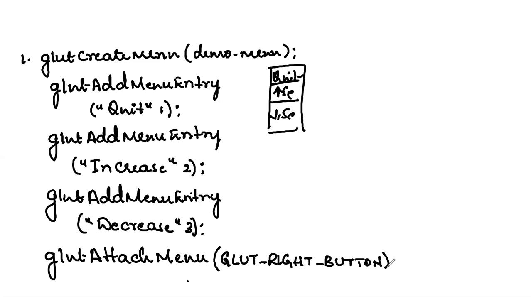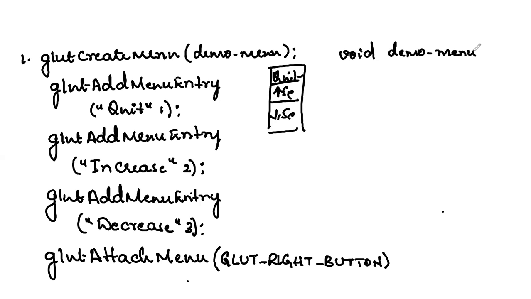So these are some of the important commands to remember whenever you're making use of the menu. Basically this glutCreateMenu registers a callback function demo menu. Now let us see how to write that. So let us write it as void demoMenu. Here we have a callback function which is the demoMenu, which is associated with create menu.